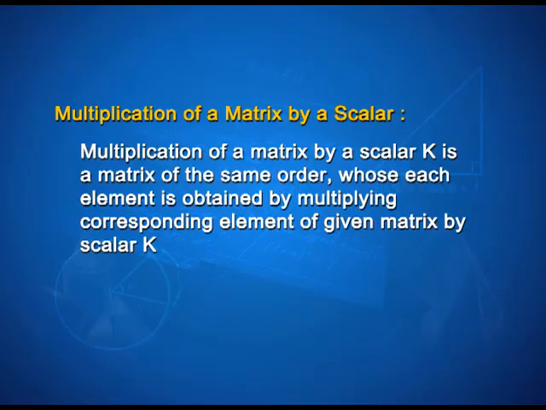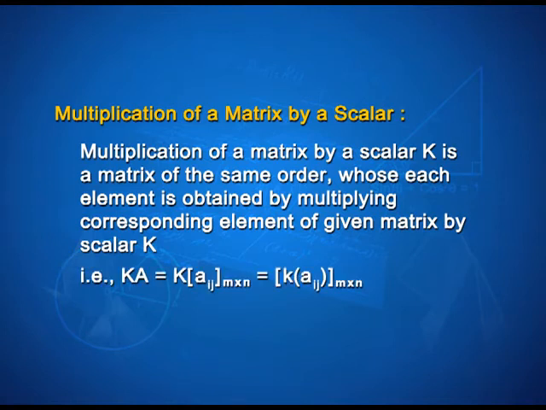Now, multiplication of a matrix by a scalar. Multiplication of a matrix by a scalar k is a matrix of the same order whose each element is obtained by multiplying the corresponding element of the given matrix by the scalar k, that is k into A is equal to k multiplied by the matrix a_ij of order m by n, obtained by multiplying every element of the matrix by k, of order m by n.